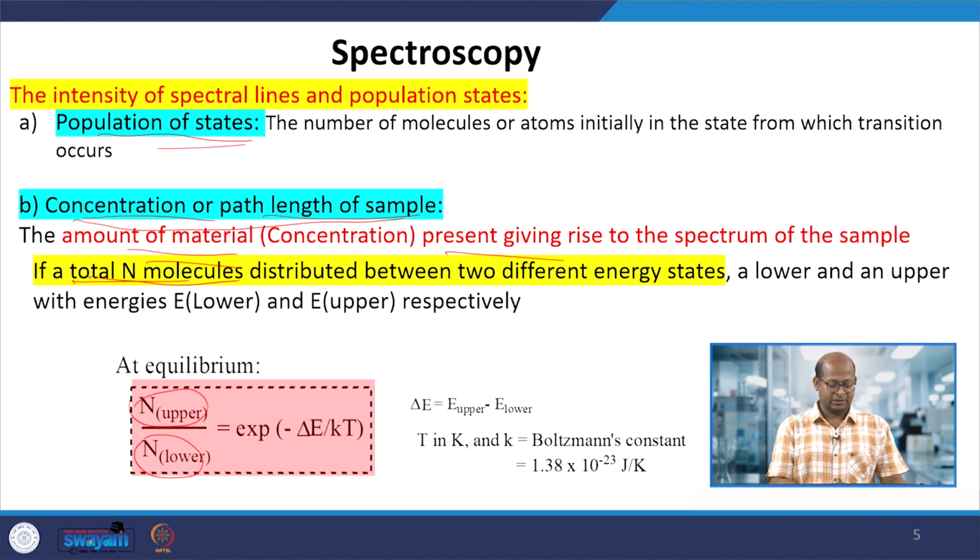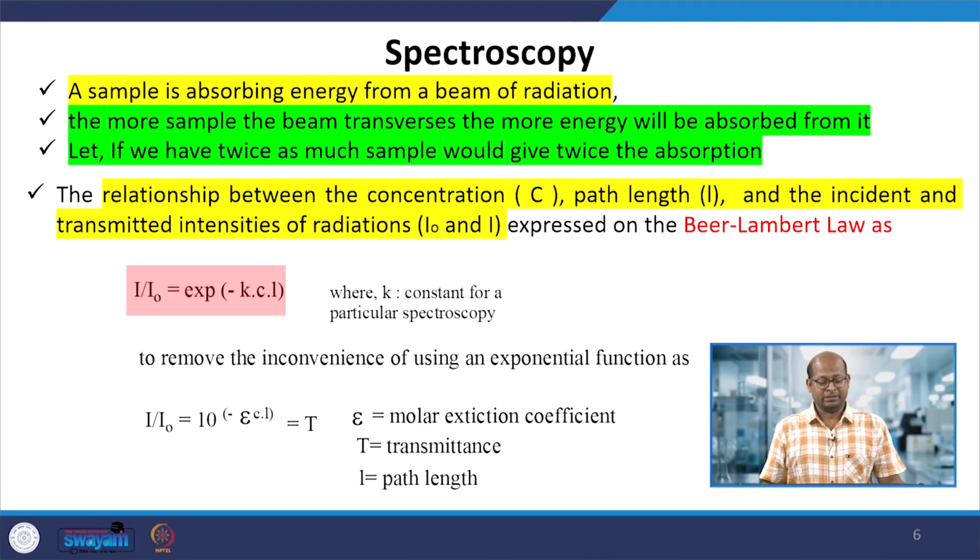So then that we can express in terms of the amount of energy changes, k constant, that is the Boltzmann constant, and T is the temperature, within which the molecules move from lower to higher transition states by absorbing electromagnetic radiation. So here also the concentrations, path lengths, incident and transmitted radiations.